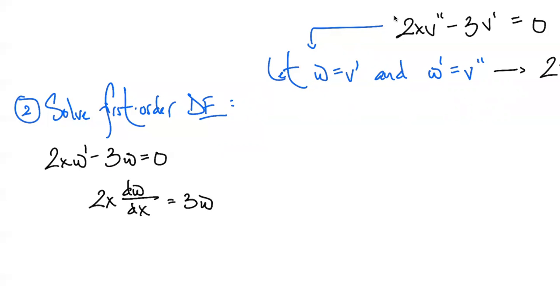Okay. Let me move all my x's to the right-hand side, all my w's to the left-hand side. Since I have constants on both sides, let's move them both to the side with the x, all right? So I'm going to have dw over w equals 3 over 2x dx.